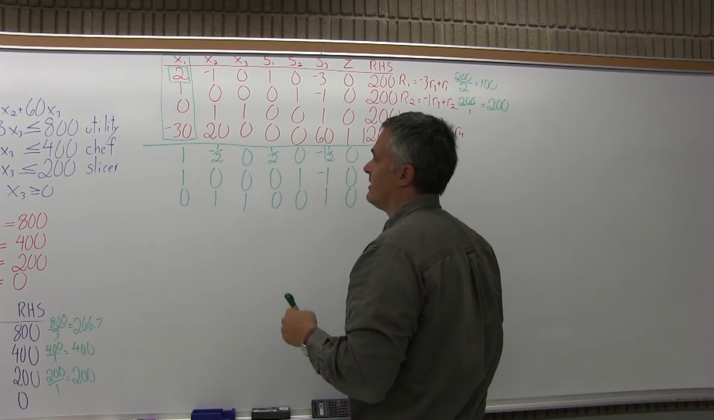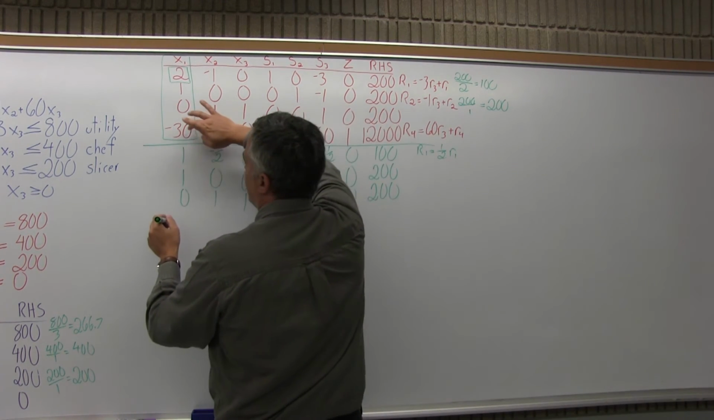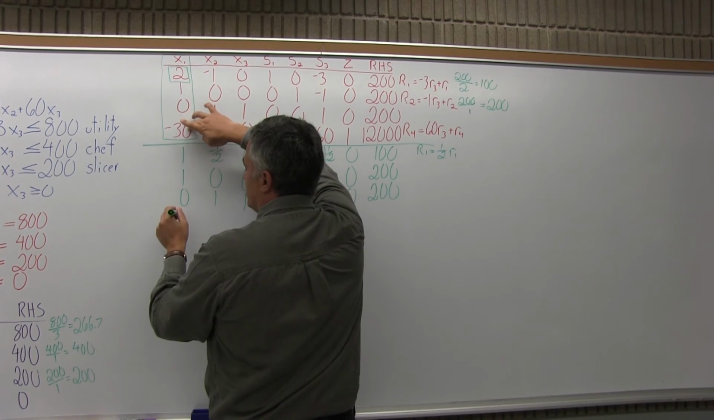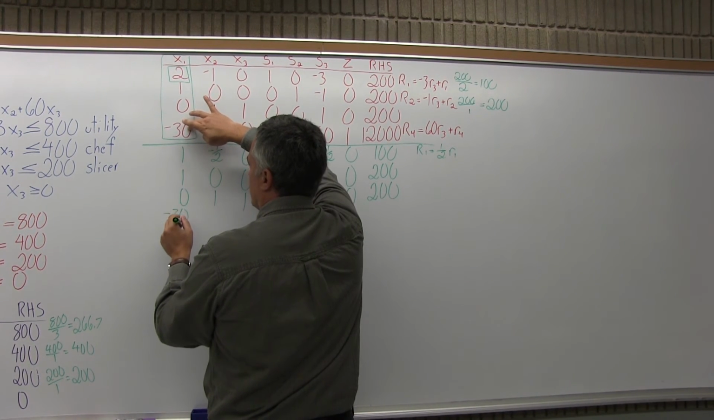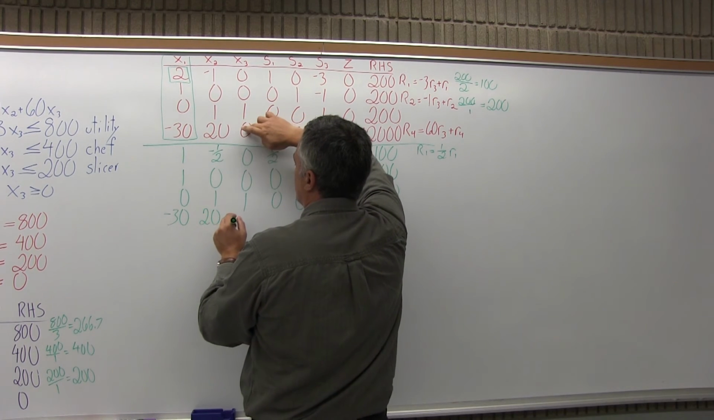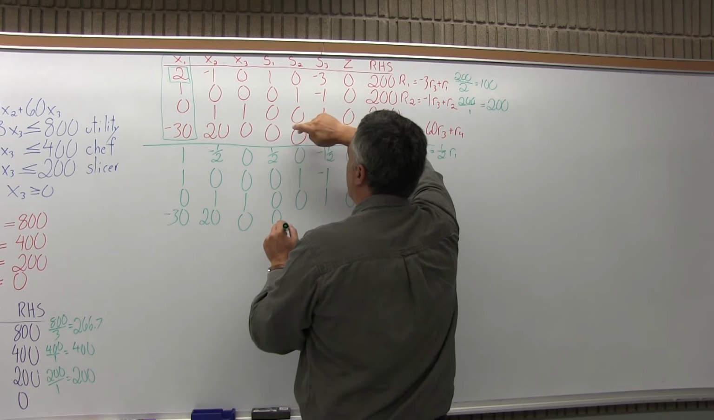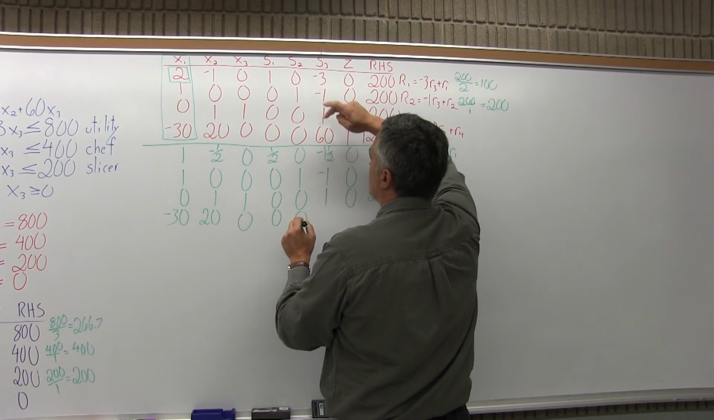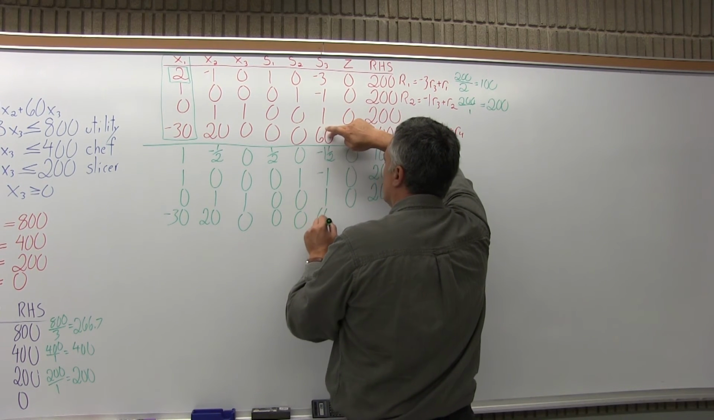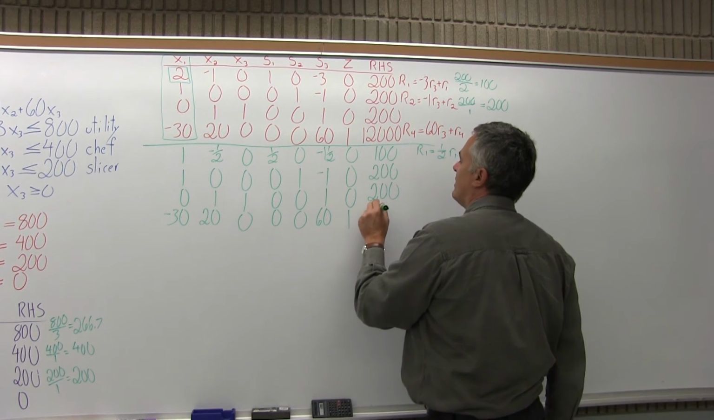Also for the current tableau, row 4 will stay the same, no change. The x1 value is negative 30, which will eventually be zeroed out on the next step, but for now it stays negative 30. The x2 value is positive 20. The x3 value is 0. The s1 value is 0. The s2 value is also 0. s3 is 60. The z value is 1. And the RHS value is 12,000.